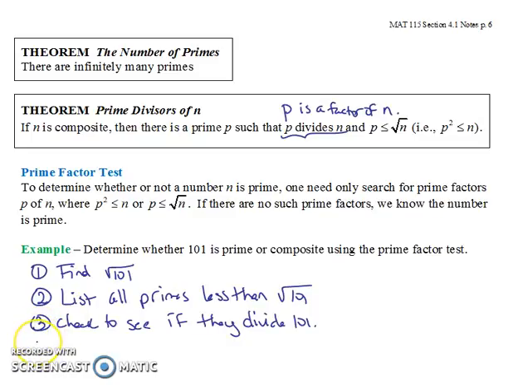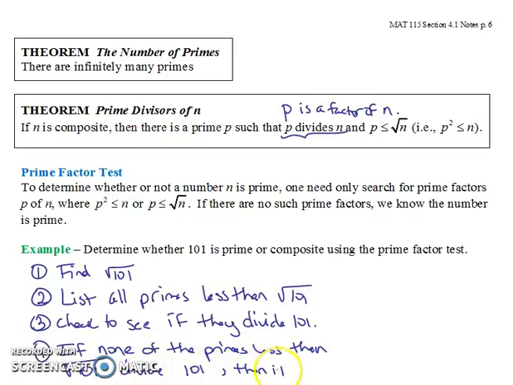If so, it's composite. If not, it's prime. If none of the primes less than the square root of 101 divide 101, then it is prime. That is what your theorem says. So you don't have to check a whole lot of numbers.